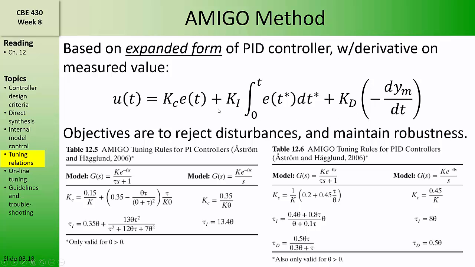The derivative element of this expanded form of the controller transfer function is based on only the measured value, so it eliminates kick. The AMIGO method was designed by compiling optimized results for over 100 different transfer functions, representing 10 different transfer function types, and then developing equations describing either the PI or the PID controller settings. These are in Tables 12.5 and 12.6 of our textbook for FOPTD and integral plus time delay models. Unlike the direct synthesis and IMC methods, the AMIGO and ITAE methods do not have an adjustable parameter like tau c.